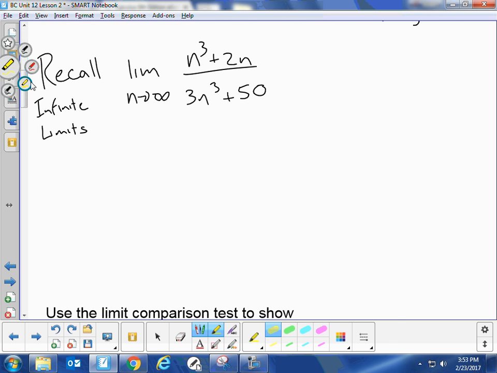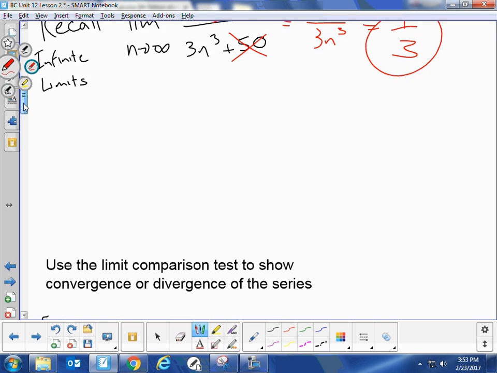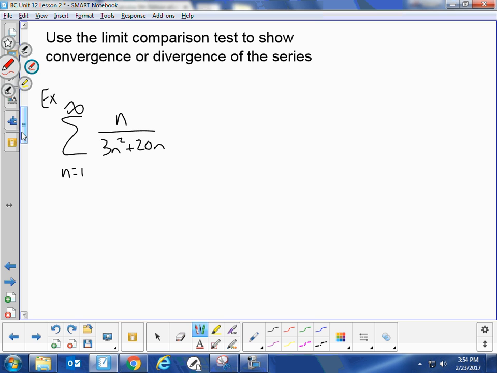But first, let's recall some infinite limits. If I ask you to find the limit as n approaches infinity of this, remember, it's all about the fastest growing term in the numerator and the denominator. This is the n cubed. It grows faster than the 2n. I don't care about it. 3n cubed will grow faster than the 50. We can rewrite this as the limit as n approaches infinity of n cubed over 3n cubed. This can simplify to be 1/3. Okay, so we're good with limits like that.